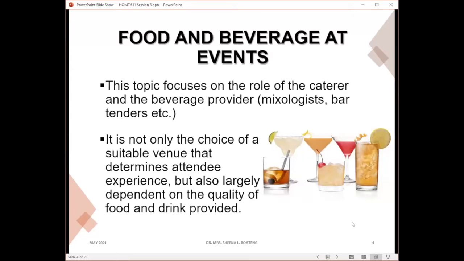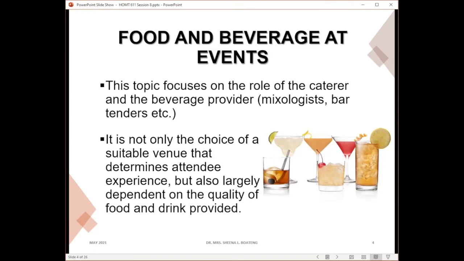So let's begin. Why food and beverage at events? Now we are treating this topic because we want to specifically look at the role of the caterer and the beverage provider, who may be a mixologist or a bartender or any other term by which this particular person who provides beverages is known in your part of the world. But in our part of the world, they're usually known as bartenders. And currently, mixologists have slowly crept into the mix.